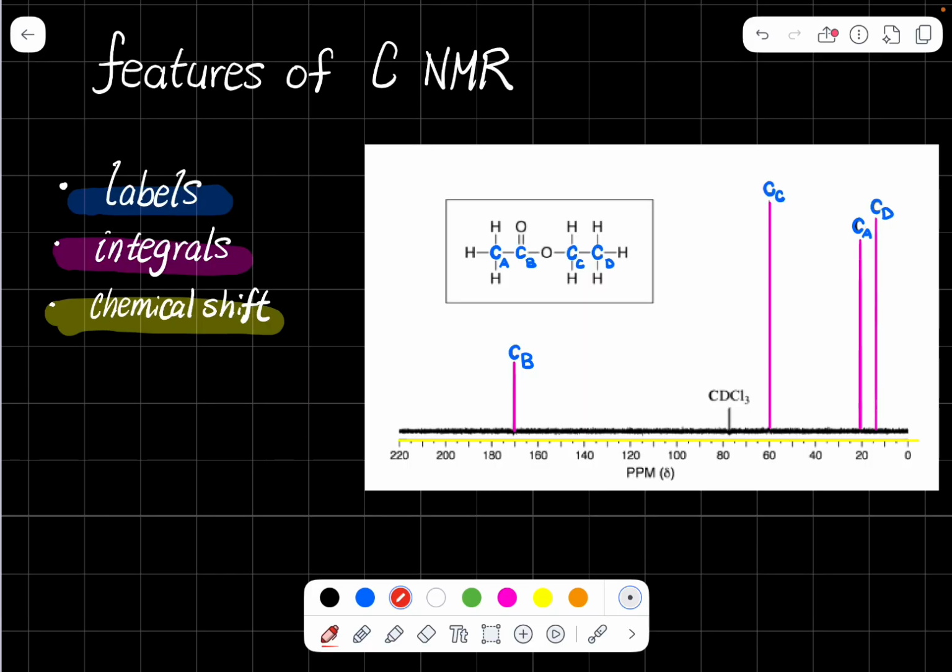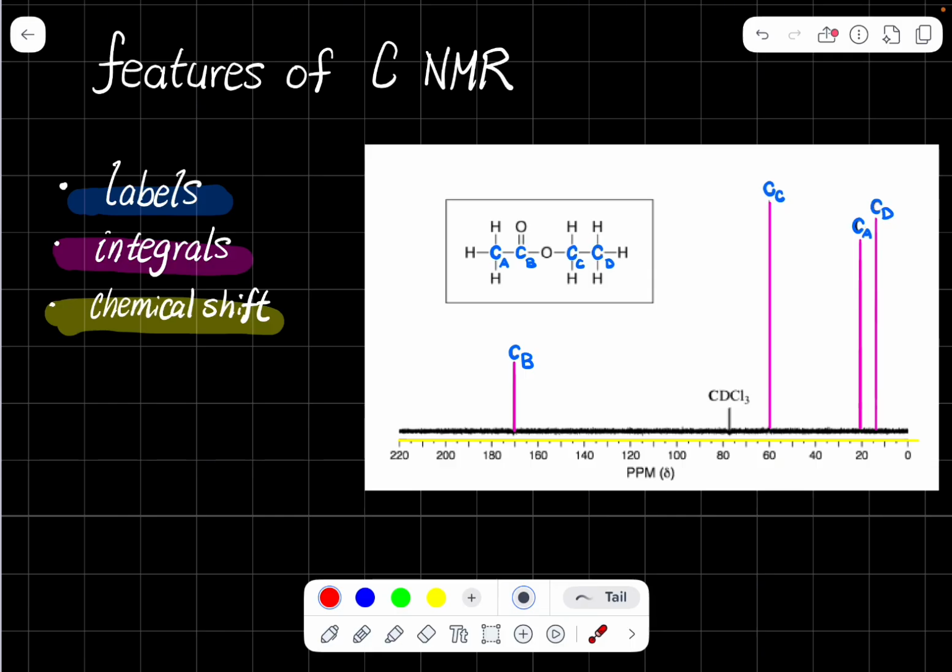Finally, we have carbon NMRs. Generally in carbon NMR, at least for most of the ones you'll see in this course, the signals show up as singlets, so we don't really worry too much about multiplicity. So the 3 big aspects here are labels, integrals, and chemical shift. Labels work the same way, just this time you're labeling carbons and not hydrogens, and the integrals also work the same way. The only real difference here is the chemical shift.